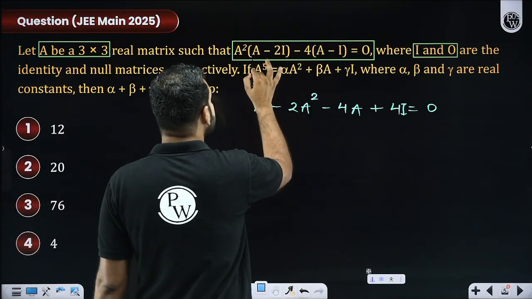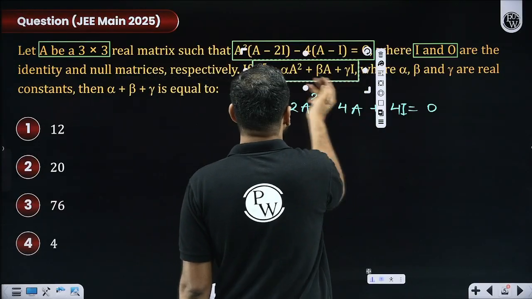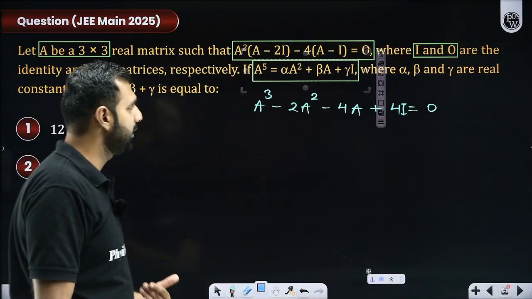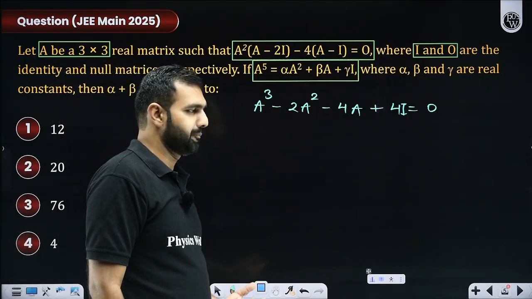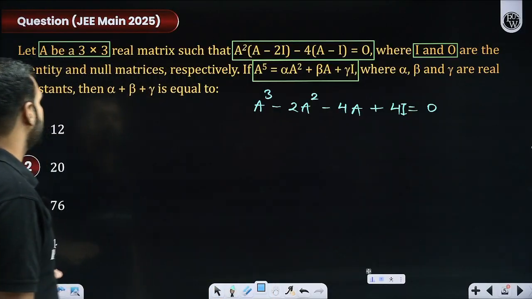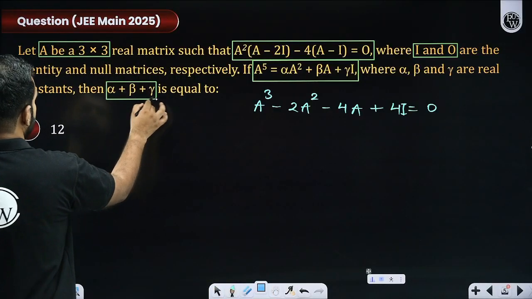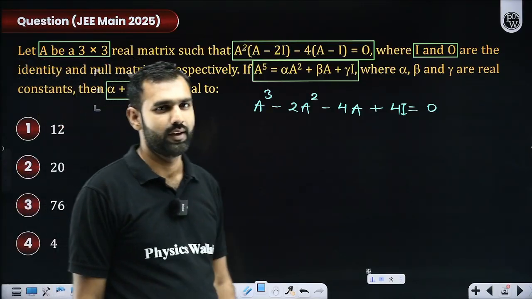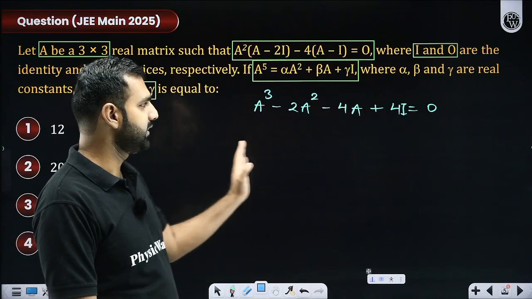Now, I am told that there is one more matrix polynomial, which is a to the power 5 plus alpha a square plus beta a plus gamma I, where alpha, beta, gamma are real constants. Then they are asking you the value of alpha plus beta plus gamma. Now, how do we find that out? I'll tell you, just look at this expression.